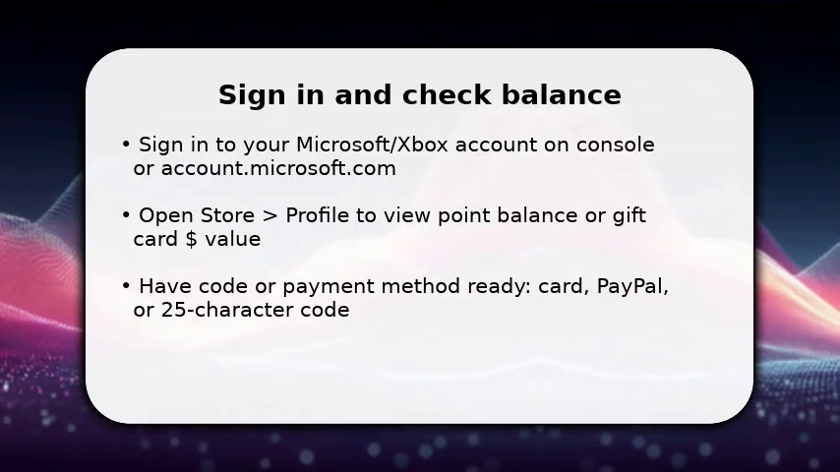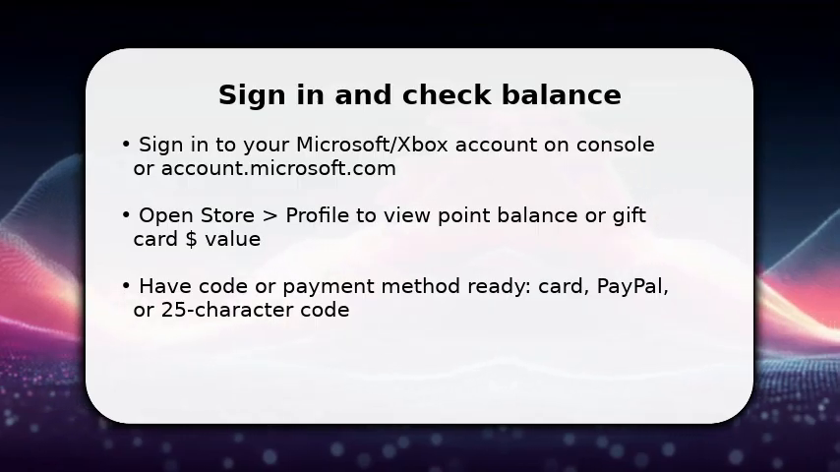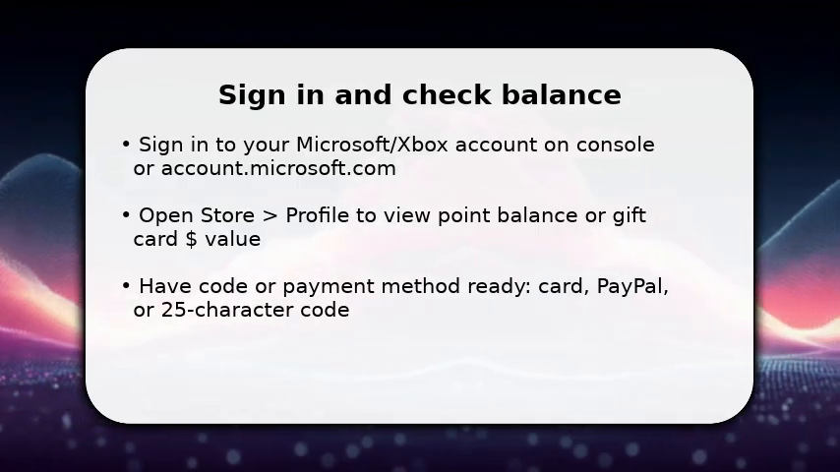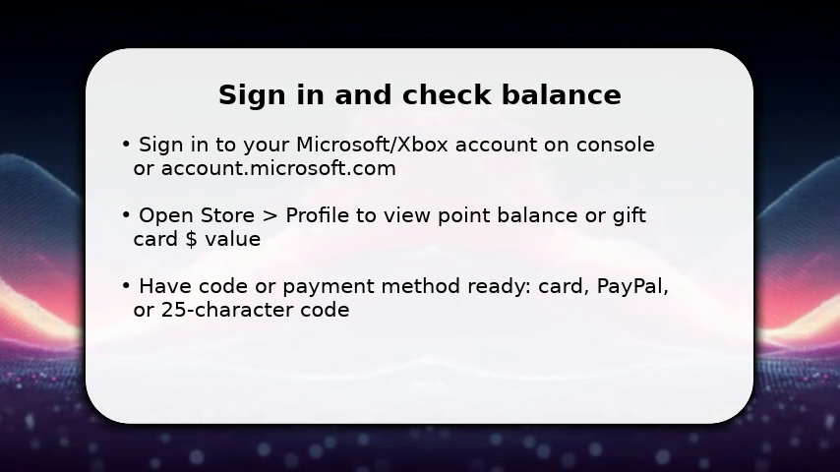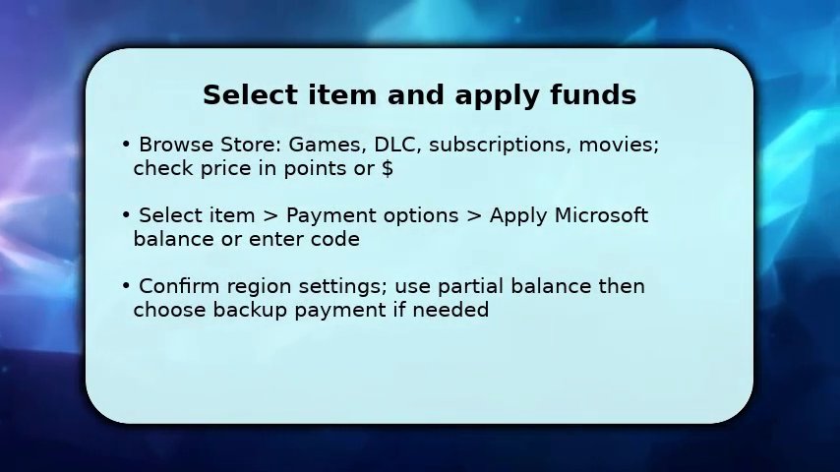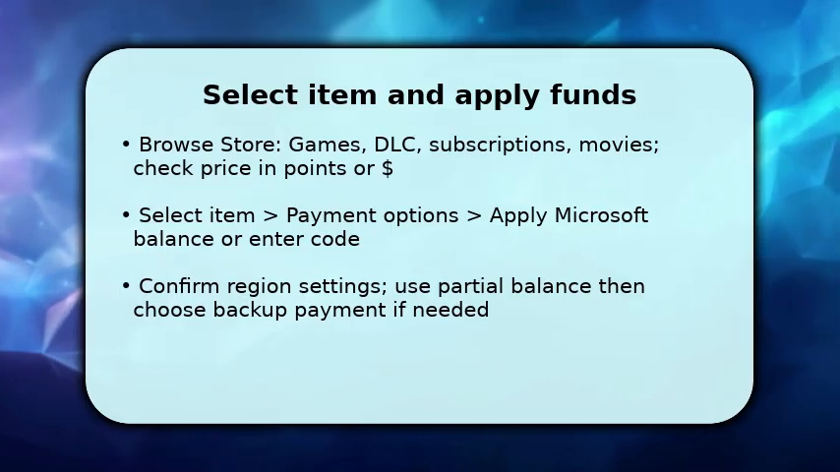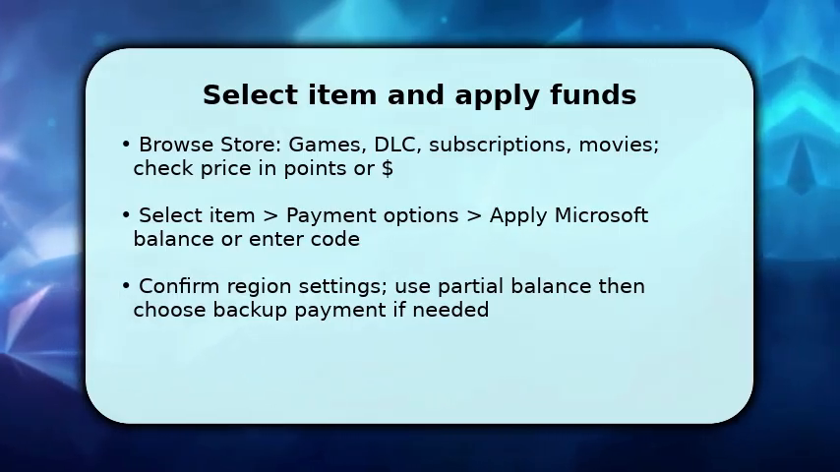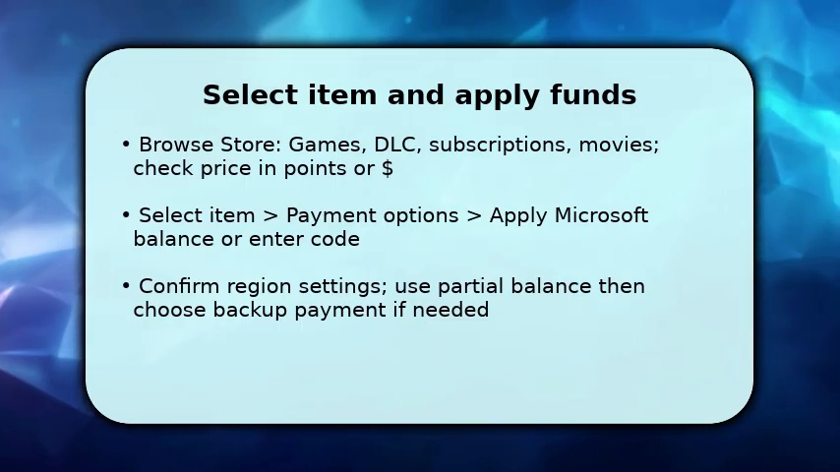Now move to the store and pick the item you want to buy. Once you've found the item, click it and review the price type, points or currency. Next, choose payment options and pick your Microsoft balance to automatically apply points. If the balance is partial, the system prompts a secondary payment like card or PayPal.